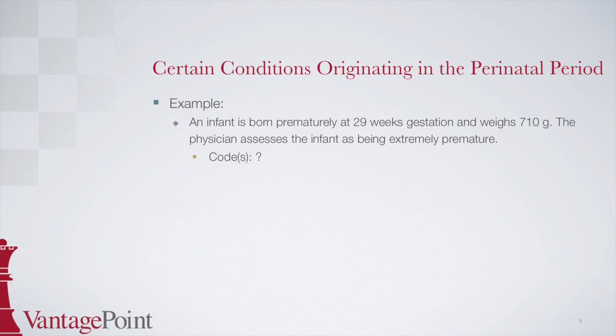Now I'd like to try an example. An infant is born prematurely at 29 weeks gestation and weighs 710 grams. The physician assesses the infant as being extremely premature. How would you code this? Please pause the webinar to complete this example and then hit play to continue and learn the answer.